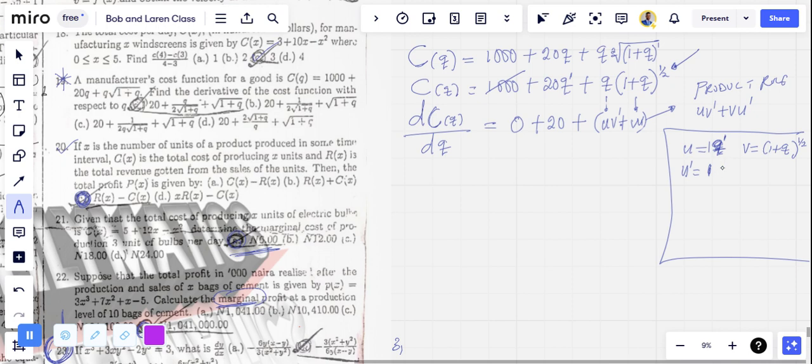And q raised to the power of 0, that is 1. 1 times 1, I will still have it as 1. So my u prime is 1. So to solve for v prime will be equals to what?